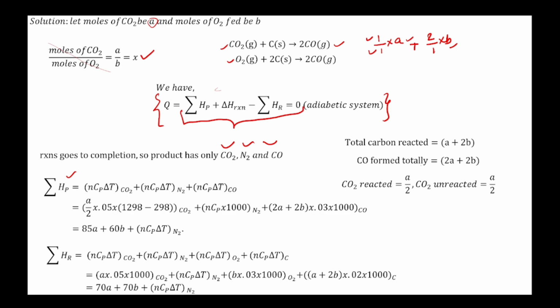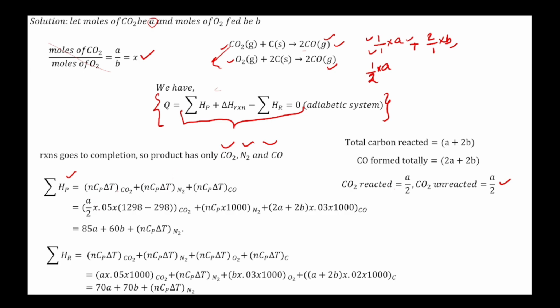CO formed totally from the reactions is 2A plus 2B. CO2 reacted, from this equation only, is 1 by 2 into A, so A by 2. CO2 fed is A, so CO2 unreacted is A by 2. Now we have everything. Since the amount of air is not given, we cannot calculate the amount of N2. So we'll keep it as it is.